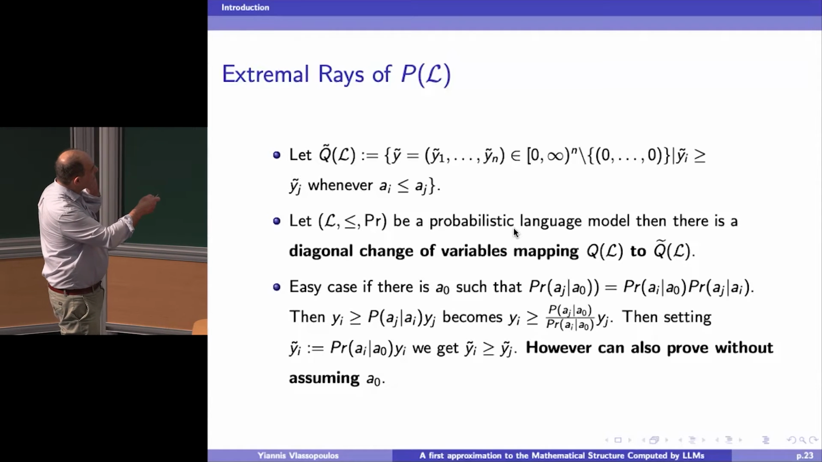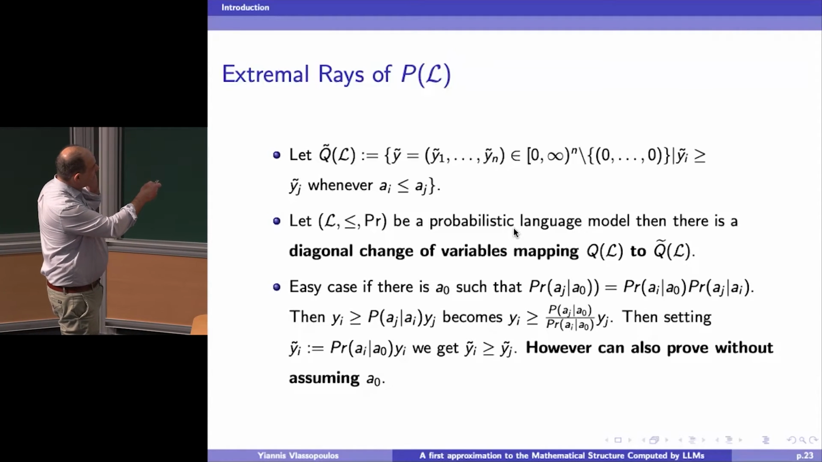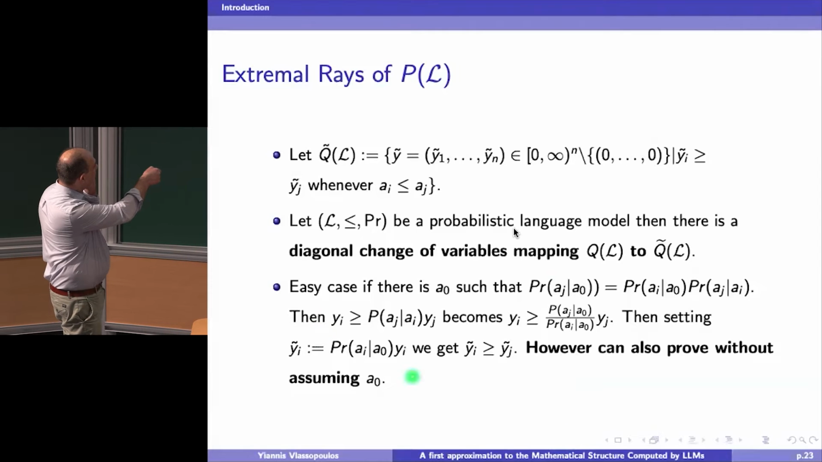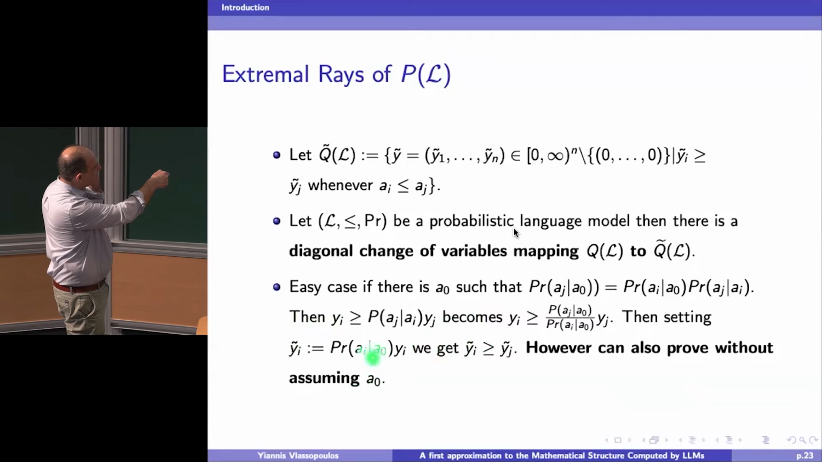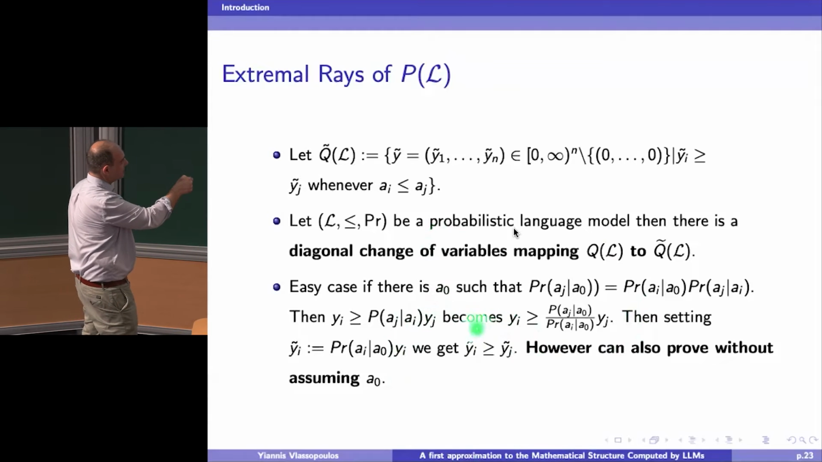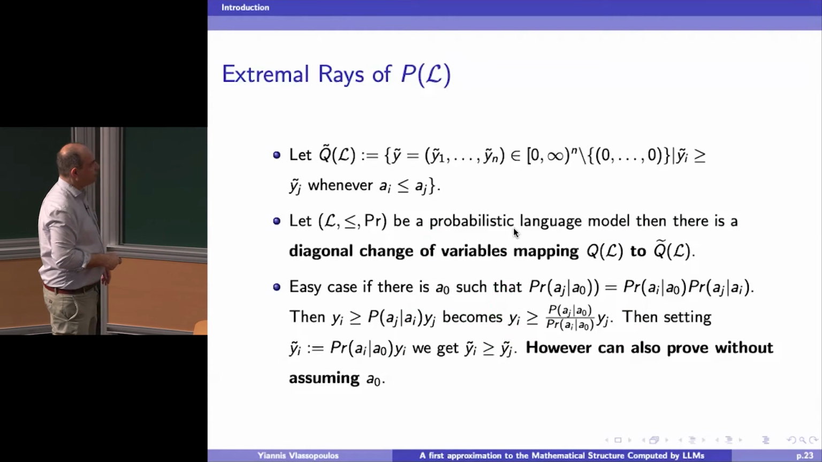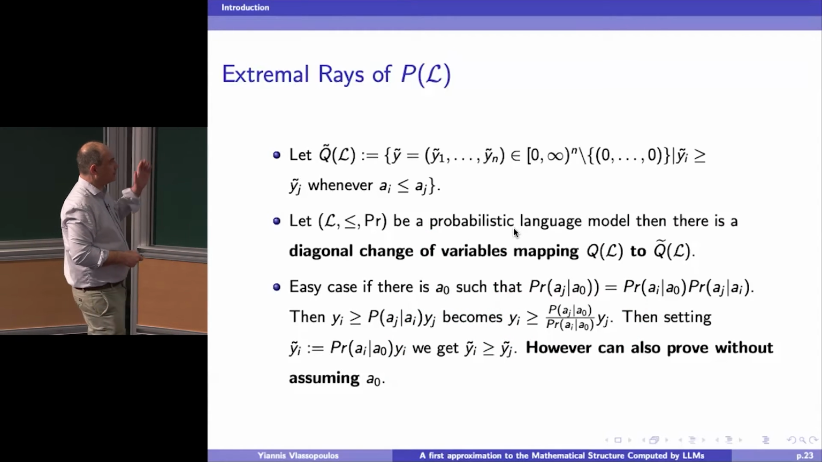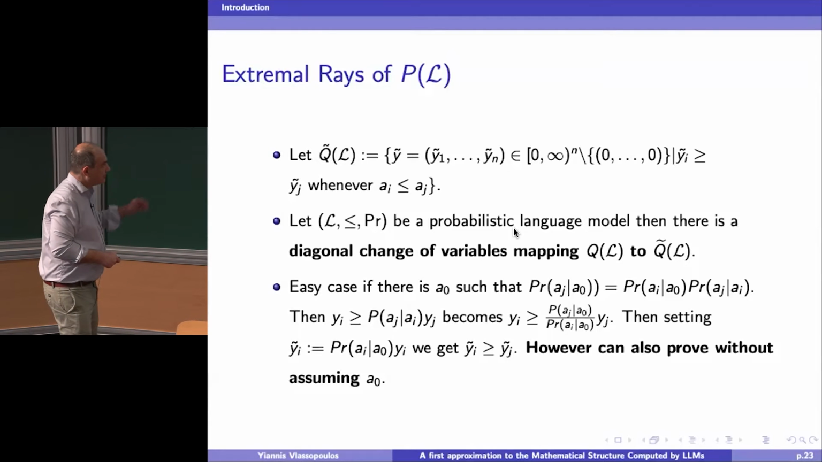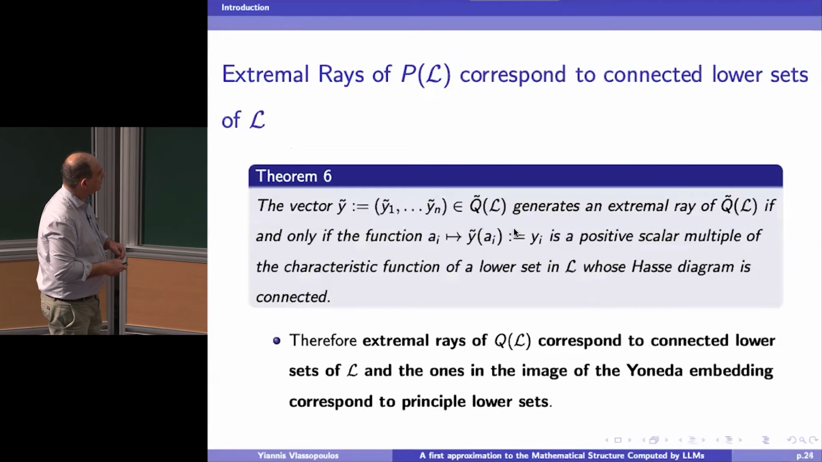the one thing you can see immediately is that the equation that we have, which is this one here, if the probability of Aj given Ai is the ratio of two probabilities, then you can define new variables, y tilde i is the probability of Ai given A0 times yi, and then the equation becomes just this. So this simplifies life, and we can actually prove the theorem without this assumption, but it's very easy to see if you have this assumption.